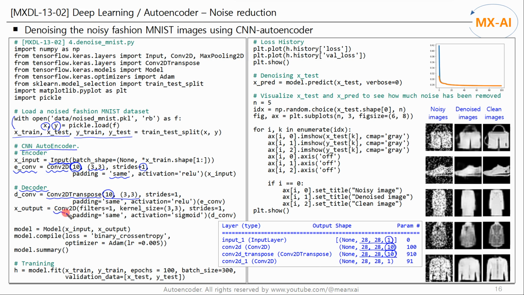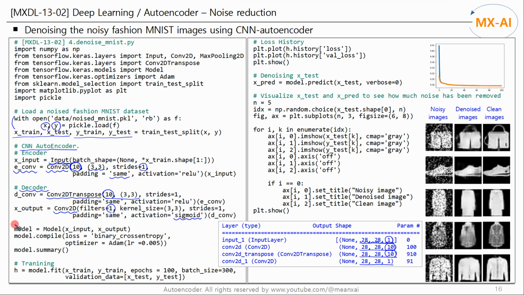Finally, we add a 2D convolutional layer. Setting the number of filters to 1 will output images of size 28 by 28 by 1. This has the same dimensions as the input image. The activation function is set to sigmoid. This is because the MNIST images are normalized to values between 0 and 1.